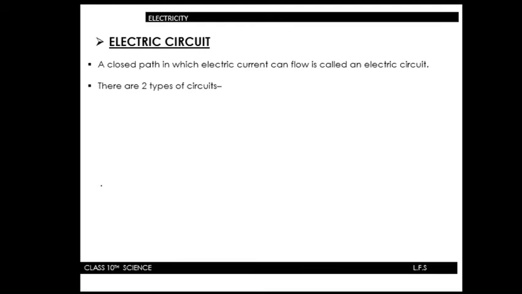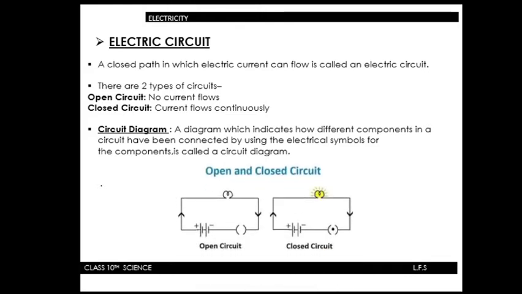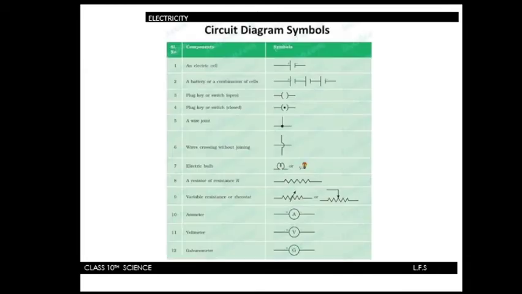Next to that we will be studying electric circuit. So what is electric circuit? The closed and continuous path through which the electric current flows is known as electric circuit. There are two types of circuit. They are open circuit where no electric current flows, and closed circuit where electric current flows continuously. Clear? See the circuit diagram. The diagram which indicates how different components in a circuit have been connected by using the electrical symbols for the components is called electric circuit diagram. Here open circuit and closed circuit. So here are some of the symbols related to circuit diagram.